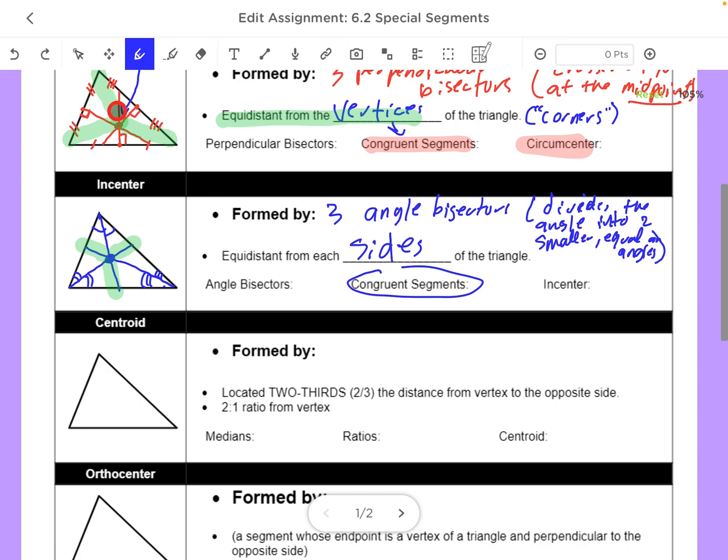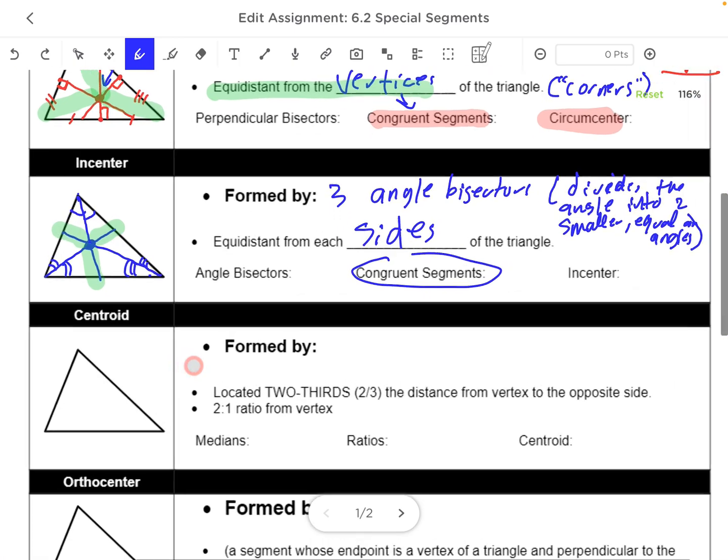So that's the difference. The circumcenter is equidistant from those corners, even though we didn't draw lines there. From this distance to here, this to here, and this to here are equal. Now this one says that going from here to the side will be equal. So if we actually measured that. But it's created by those angle bisectors. So that's our second one. That's called the incenter.